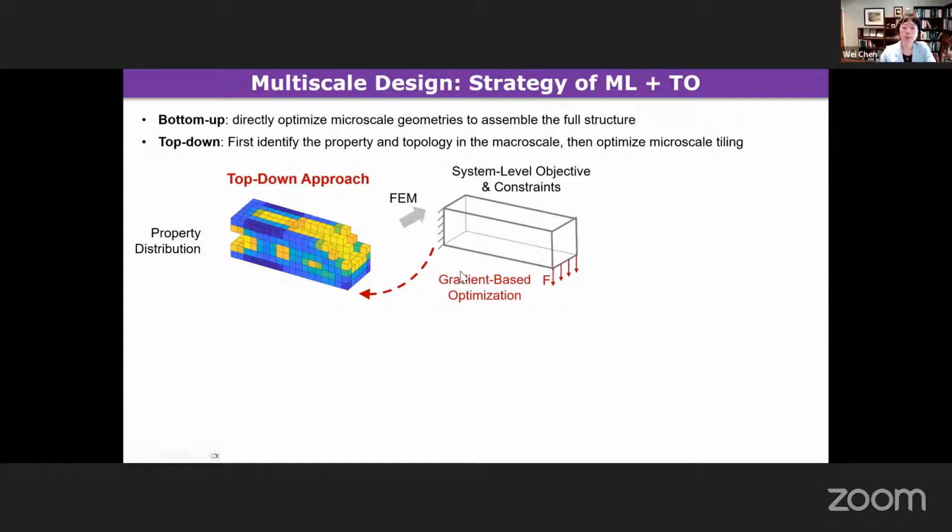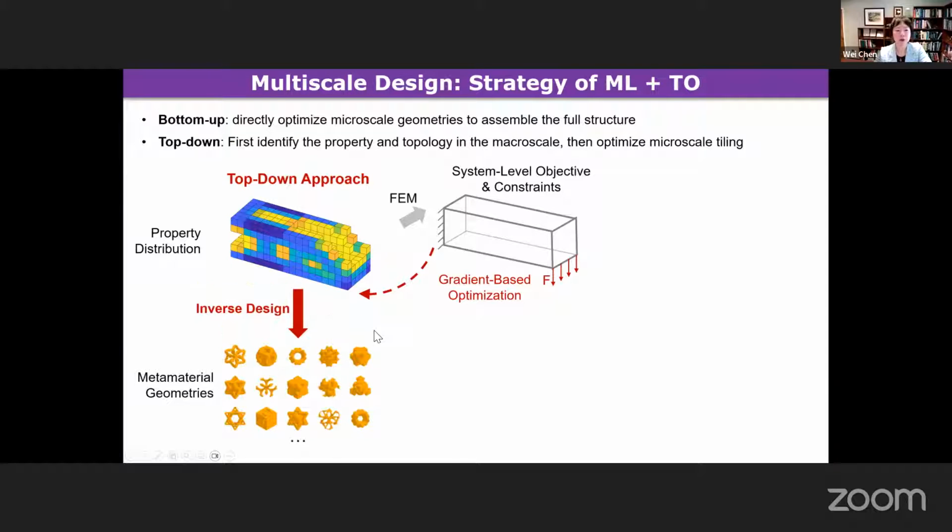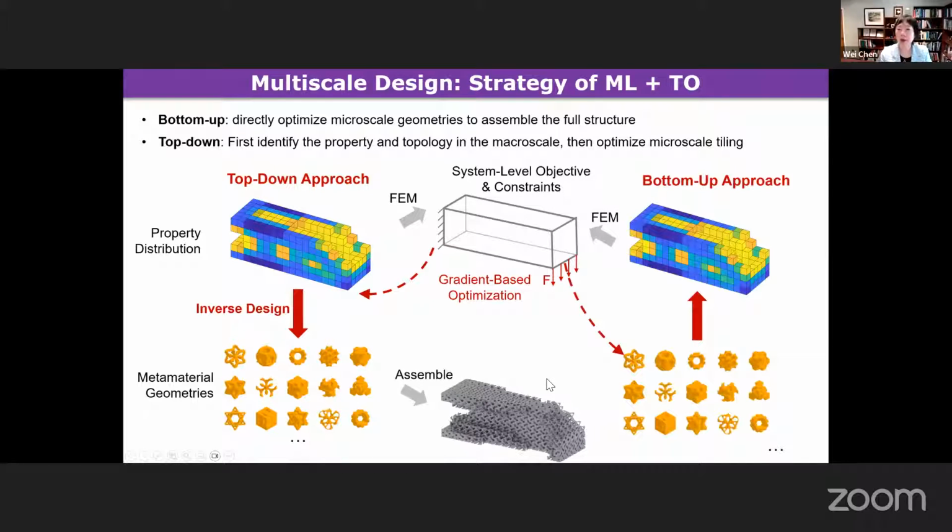So when we do top-down approach, we actually use topology optimization, gradient optimization, to first identify the optimal distribution of the property at each location. And then we retrieve our database of the unit cell, then we assemble them together. It's a tailoring process to make sure they are compatible. There are cases that top-down strategy is not feasible when you have very high dimensional property space.